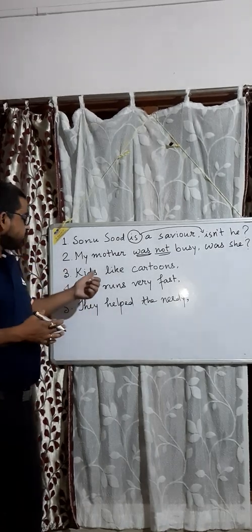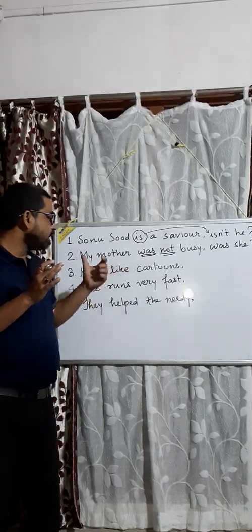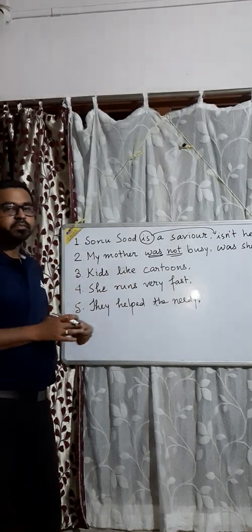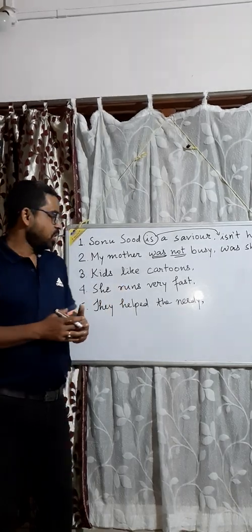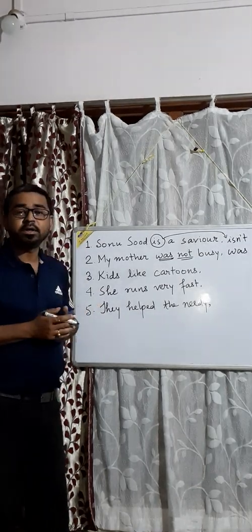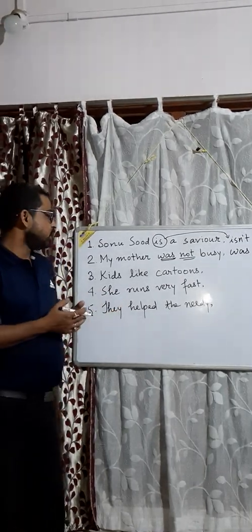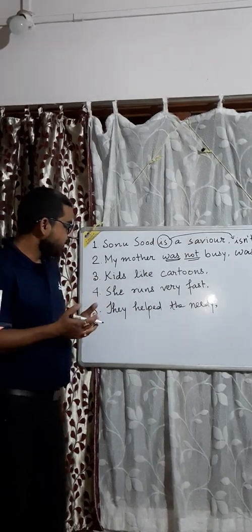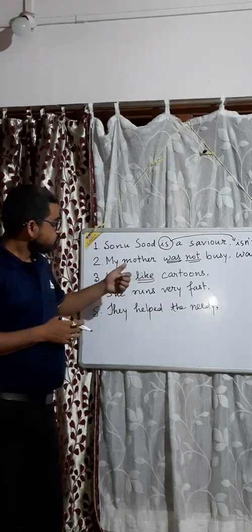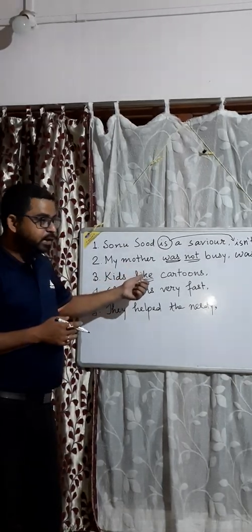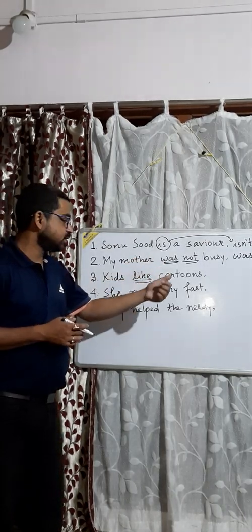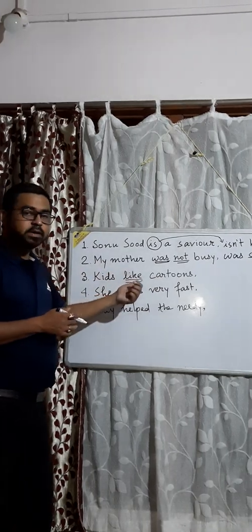Now let us come to the third one. Kids like cartoons. This is obviously a positive statement. Now, the second step, we have to find the auxiliary verb, right? We do not have an auxiliary verb here. So what do we do now? The next thing that we do is that we have to find the main verb. The main verb here is like. Now, after we find the main verb, what we have to do is that we have to identify its tense, whether it is in present tense or past tense. So, like, this is in present tense.